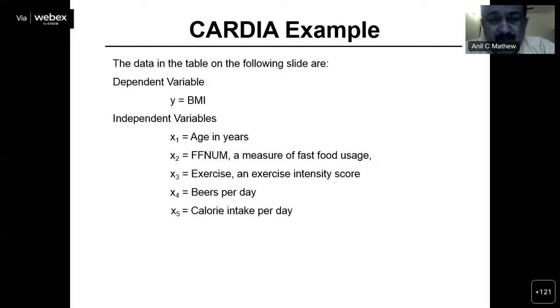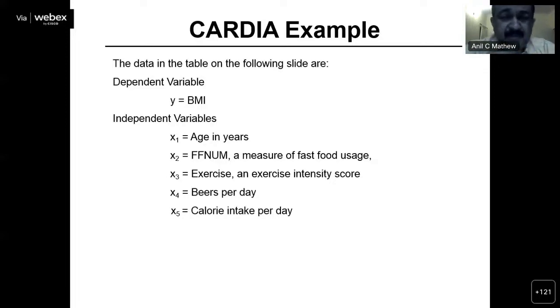So here we have a simple example which I would like to explain. The dependent variable is body mass index. We would like to know which variables are significantly associated with this body mass index. The factors which I am considering in this data are age in years, fast food consumption, exercise, beer per day, and calorie intake per day. There are so many other variables also, but this is just an illustration for easy understanding.